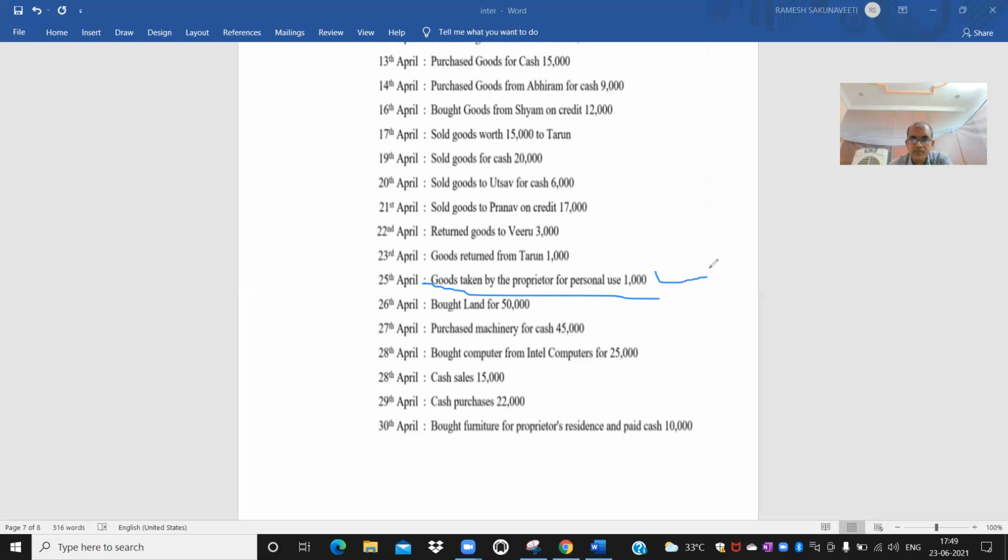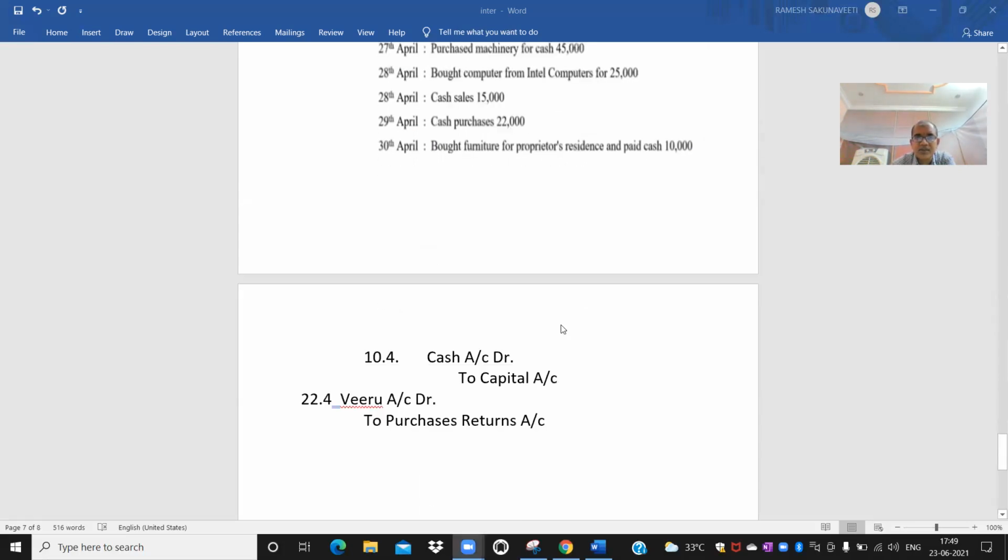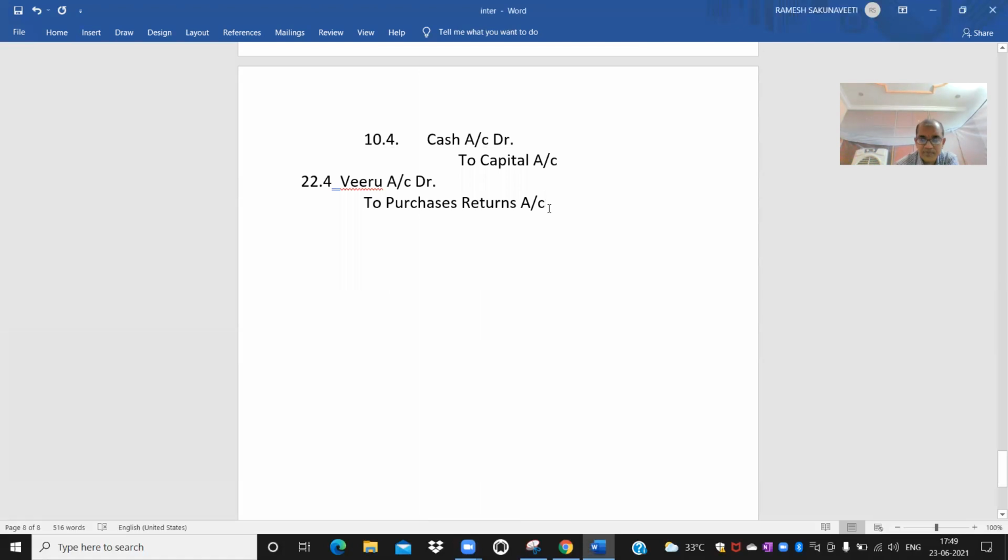Personal account data to. Yes. In one of the earlier transactions, it came in the previous classes. Whenever the owner uses the goods for his personal use, you have to use the word drawings. Drawings account data.